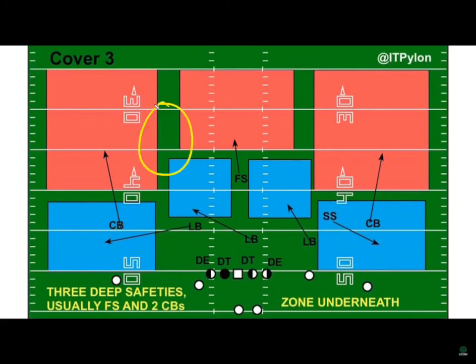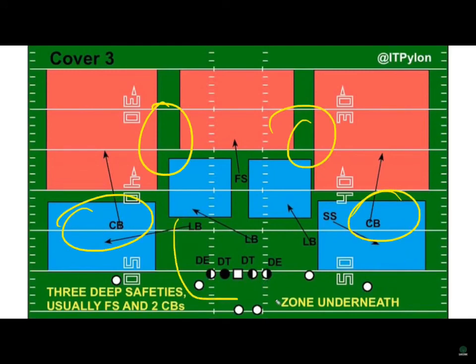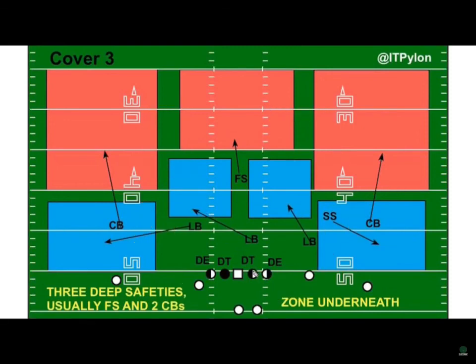So again, cover 3, the seams, anything in the flat. You're going to know that they're probably going to have a numbers advantage in any sort of run game, so you've got to be careful with that. But again, cover 3, we're thinking seams and flats for the weaknesses. The strengths are they get an extra player into the run game. So that's cover 3.